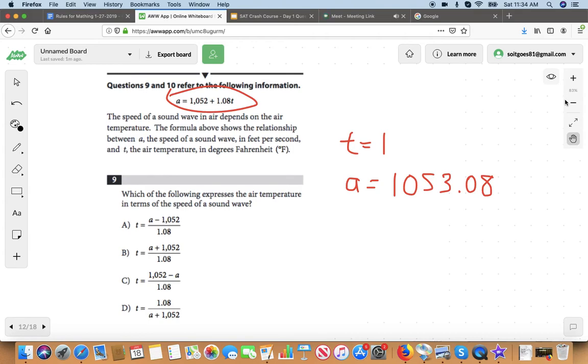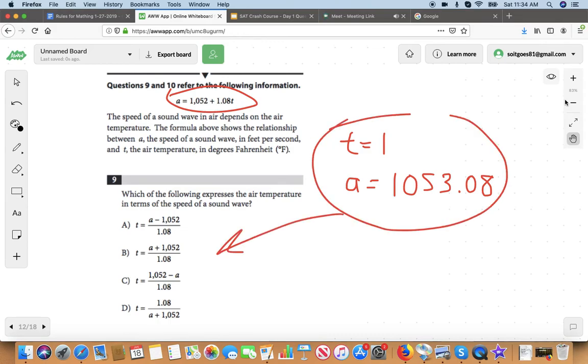But anyway, all right. So we know when t is 1, a has to be 1053.08. Does that make sense, Caden? Yes. Okay, great. So all we got to do is take those values, plug them into the answer choices, and the right answer choice has to give us a true statement when t is 1 and when a is 1053.08. And you can use your calculator. But I don't think you need to.